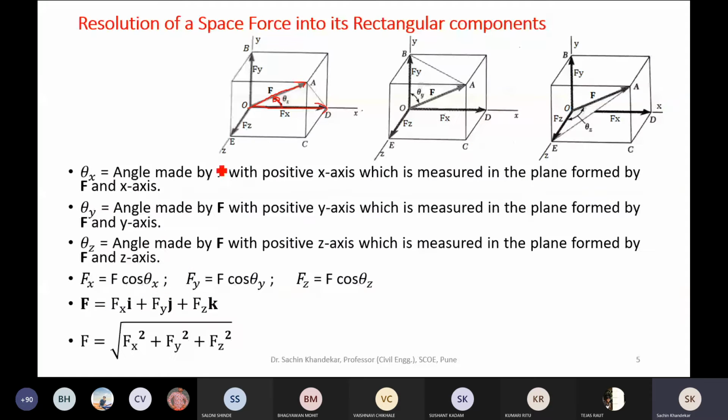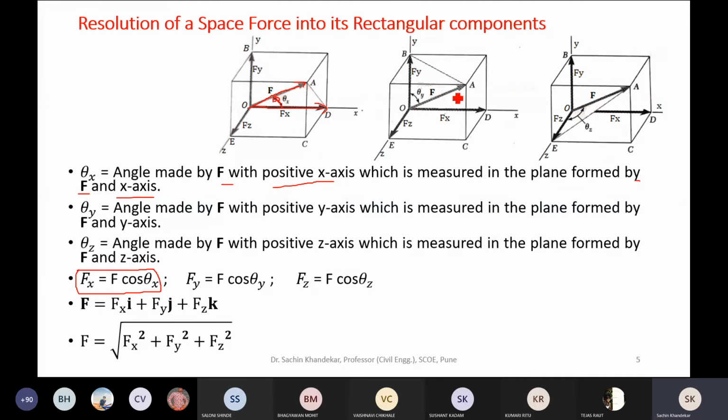In a similar way, I am defining the x component of this F. Fx is equal to F into cos of theta x, where theta x is, as I have defined here, the angle made by F with respect to the positive x-axis, which is measured in the plane formed by F and the positive x-axis. I hope you have understood this particular concept.